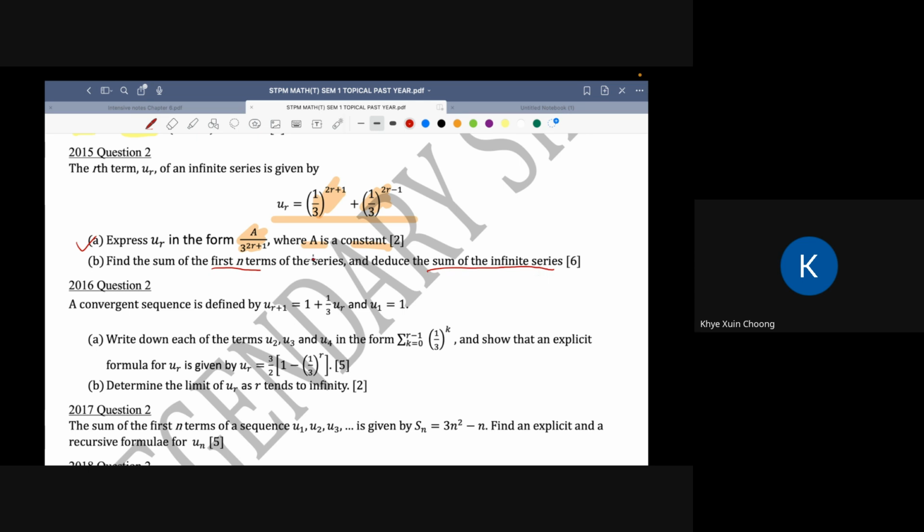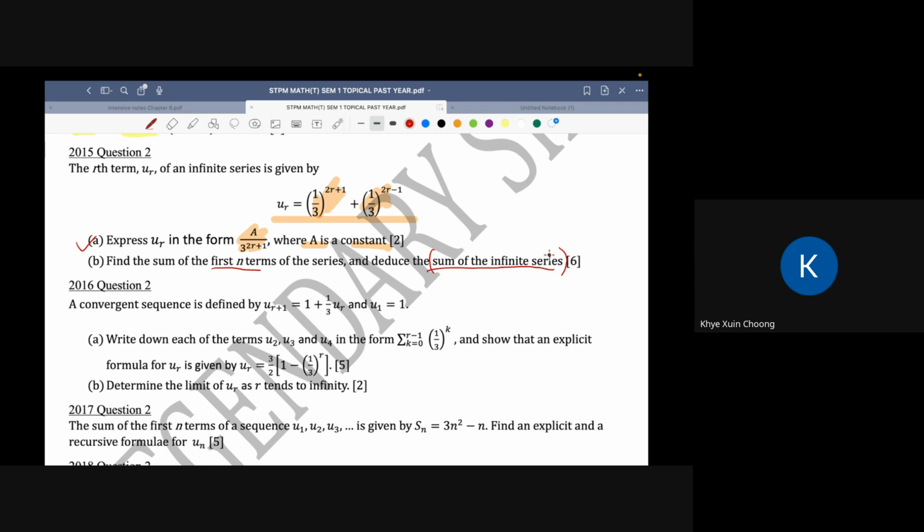So is there any difference of 2 terms that it expresses for you? Actually, there is no difference of 2 terms. You see, this u_r before that is the summation of 2 terms. It is not the difference of 2 terms. So we cannot use the method of difference. Okay, so we are only left with arithmetic series and geometric series. Is there any possibility for arithmetic series? Actually, it's not. You see that it asks you to find the sum to infinity of the infinite series.